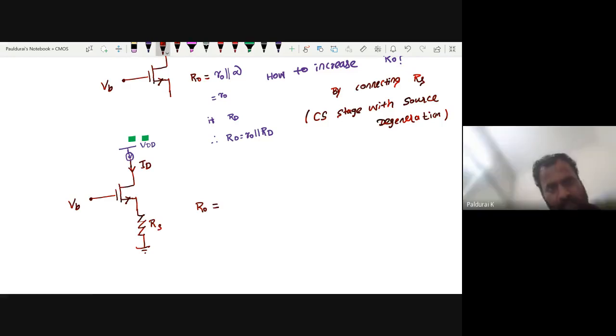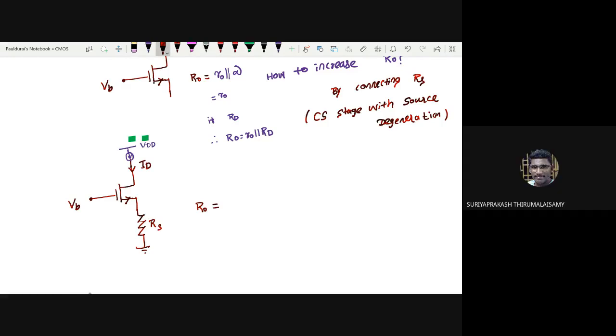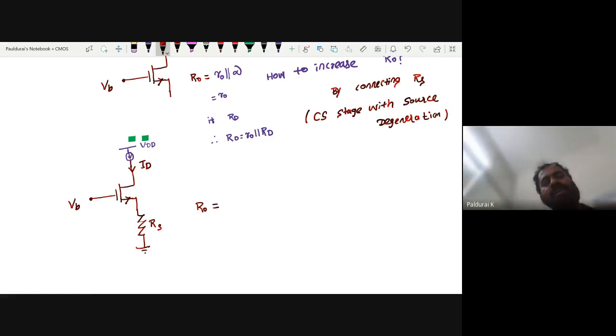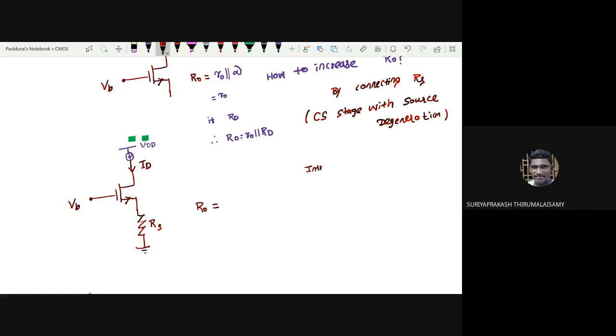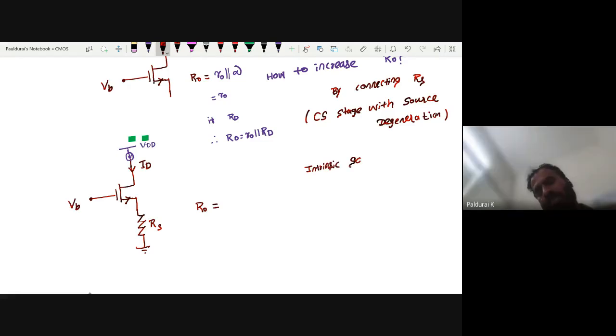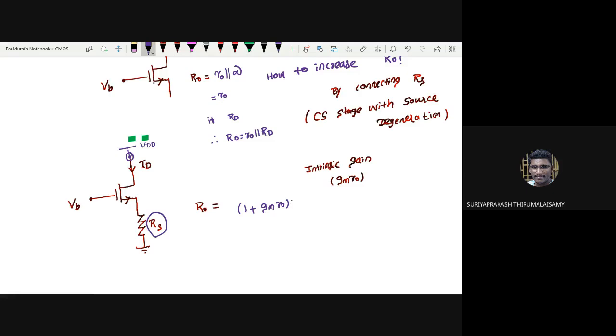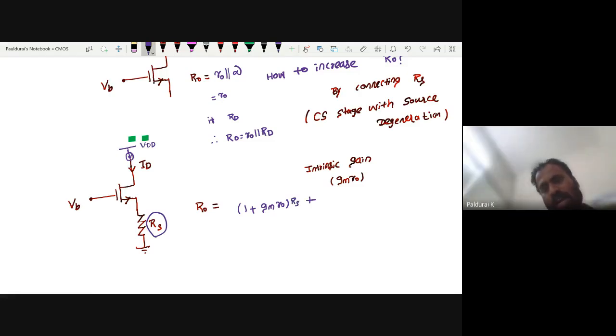Sir, internal impedance of MOSFET. That is called intrinsic gain, not internal impedance. You are good, but try to change the statement. It is intrinsic gain, correct? Yes, sir. Intrinsic gain. What is intrinsic gain? Nothing but gm times RO. So how to write? It is 1 plus that intrinsic gain, this gm RO, times this source resistance RS, plus you want to add this RO.